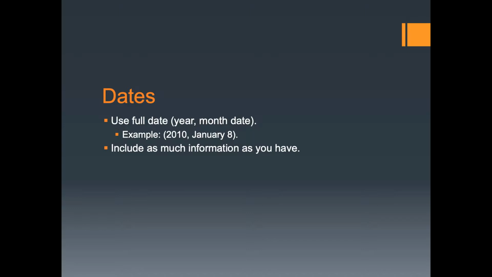When listing the date, you always need the year, the month, and the date. You put the year first, then comes the month, then comes the day. You put whatever information you have. If you only have the year, you just put the year. If you have the year and the month, you do that. And if you have the year, month, and day, then you do that. Please don't leave out any information if they have that listed.